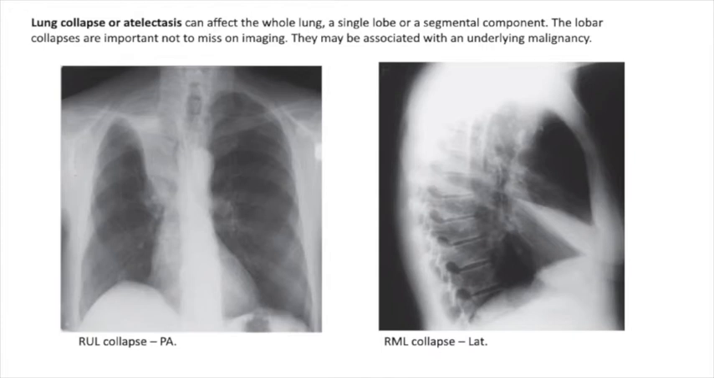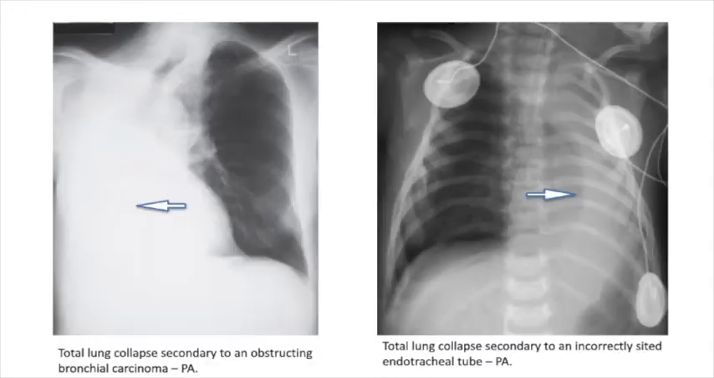So you can see on your left this opacity in your right upper lobe. This opacity is atelectasis in the right upper lobe. You can see right middle lobe collapse in the lateral view. Then you see that triangle here, and this is another type of atelectasis, but this is a total atelectasis in the right lung.